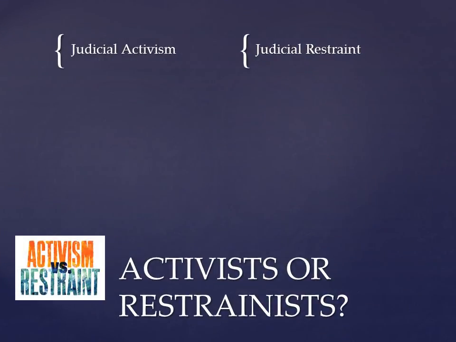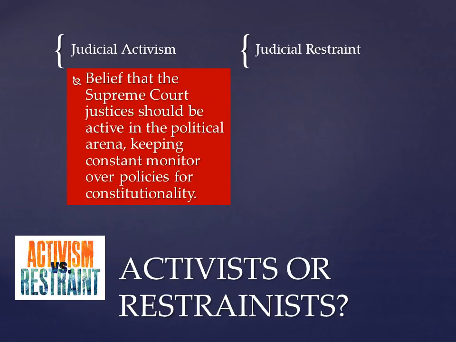Amongst the 9 justices, there are very different opinions on what their role actually should be in the policy-making process. Some justices think of themselves as judicial activists, while others would refer to themselves as judicial restrainists. Judicial activism is the belief that the Supreme Court justices think that they should have an active role in the political arena, that they should keep constantly monitoring over policies to ensure that the constitutionality is being followed.